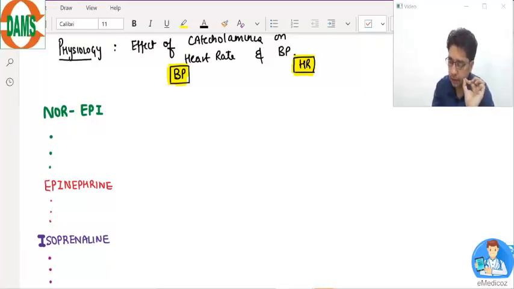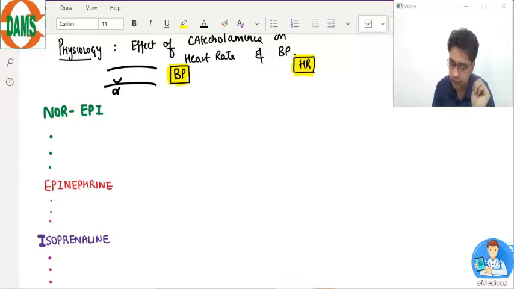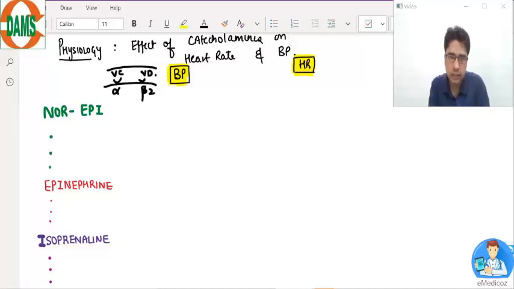On our blood vessels, which receptor produces vasoconstriction or increase in BP? Alpha, alpha 1 and alpha 2B. Alpha causes vasoconstriction and beta 2 causes vasodilatation. If you remember that part, agree? Yes or no? Very good.